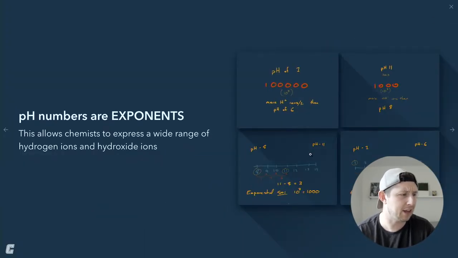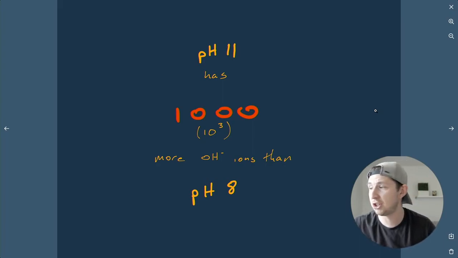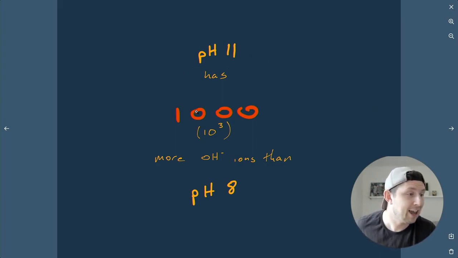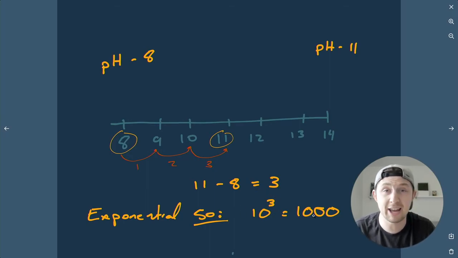We could do the same thing with a base. We put up this slide and we said a pH of 11 has 1,000 times more hydroxide ions, or we could say is 1,000 times stronger than something with a pH of 8. Again, we could put it on the scale and show this. We count the jumps, 1, 2, 3, and it's not 3 times stronger, but 10 to the power of 3. So it would be 1 times 10 to the power of 3.